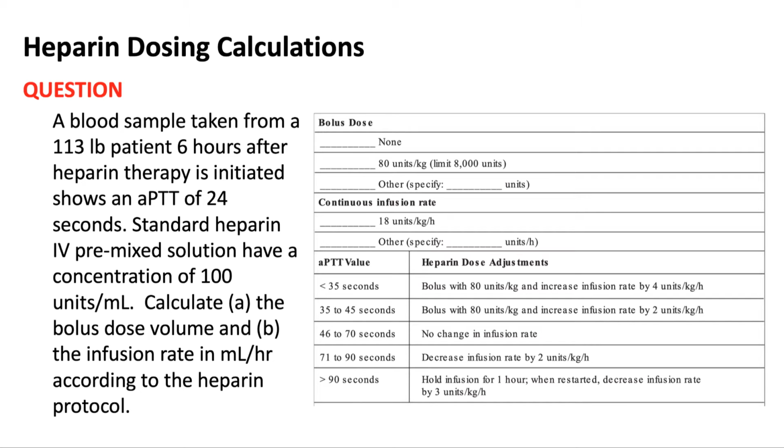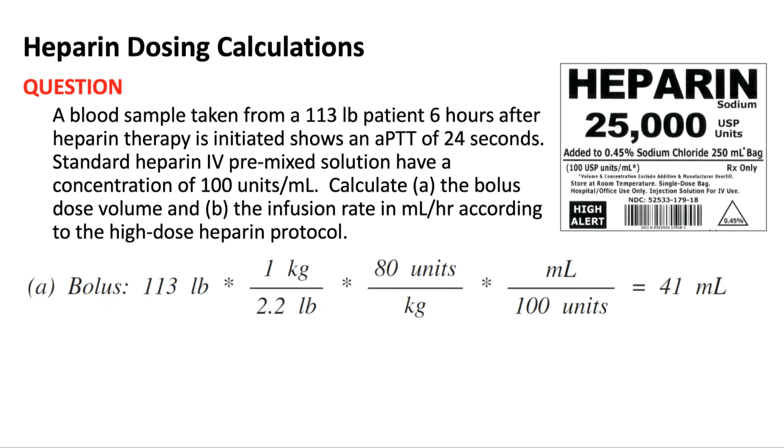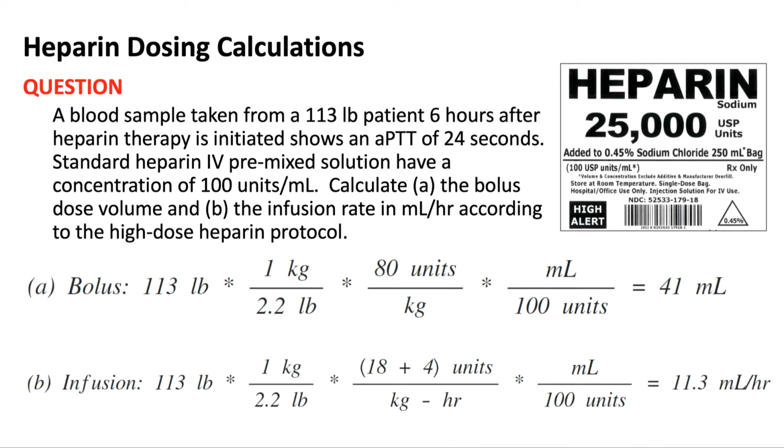Look down below where it says to change if less than 35 seconds, it said to increase the rate by 4 units. So from where we're starting at, which was 18 units per kilogram per hour, to adjust it based off of our result of 24 seconds for our APTT, we need to increase that rate by 4. So hopefully that makes sense then, that going back to the bottom for letter B, we're going to take our weight 113 times 1 kilogram over 2.2 pounds.